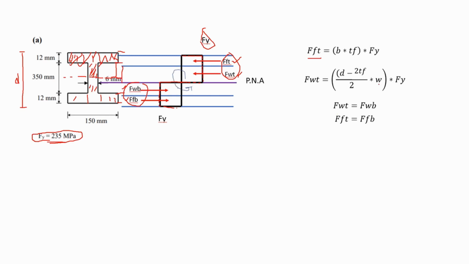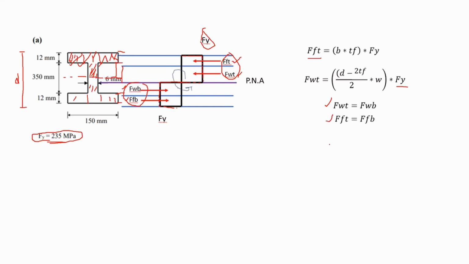And multiply it by the web thickness, which is going to be, in our case, 6 millimeters. And lastly, multiply it by the stress. Now, in this case, as I told you, since the shape is symmetrical from top and bottom, the force in the web top is going to be equal to the force in the web bottom. And also that goes for the forces in the flanges.